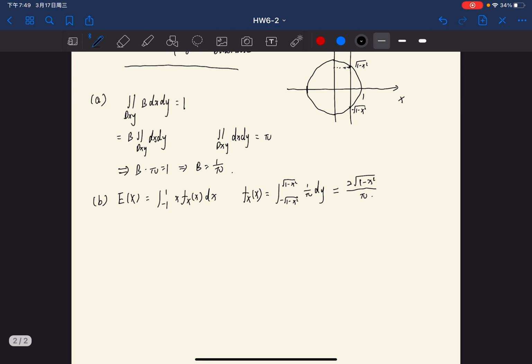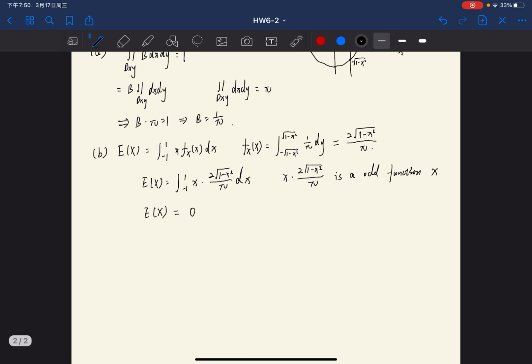And so we can calculate the expectation of x. And obviously we can find that the function x multiplied by 2 multiplied by square root of 1 minus x to the power of 2 divided by pi is an odd function with respect to x, and because the integral region is -1 to 1, it is obvious that this part equals to 0.